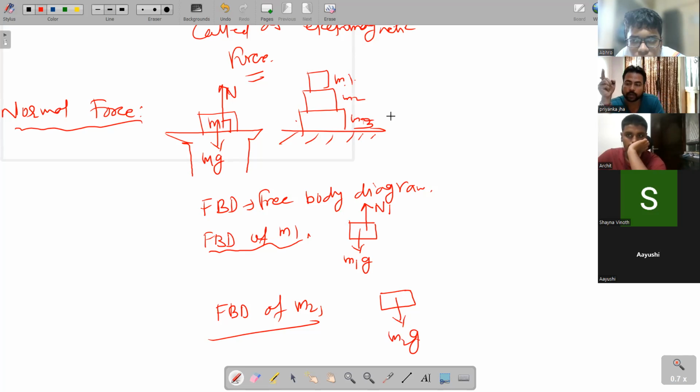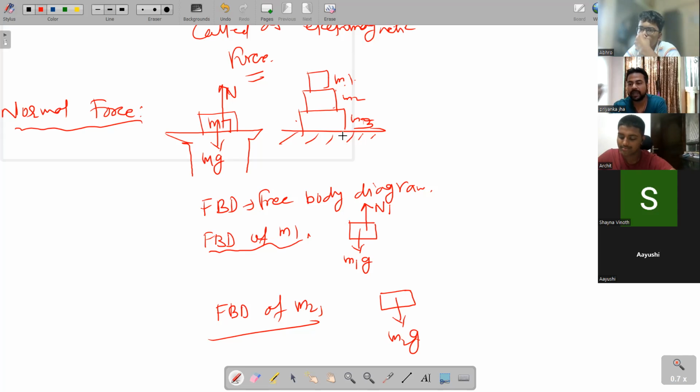Now in Newton's third law, we'll talk about the action reaction pair. Because m2 is exerting normal force N1 on m1, m1 will also exert the same force. Suppose if I slap Archit, he will get hurt. I'll exert some force on his cheek, so his cheek will also exert the same amount of force on my hand. We'll talk more about this action reaction pair in Newton's third law.